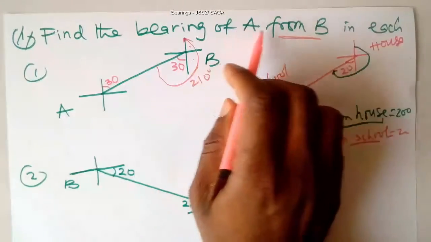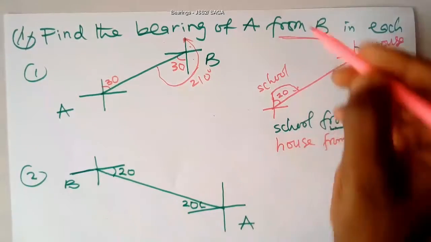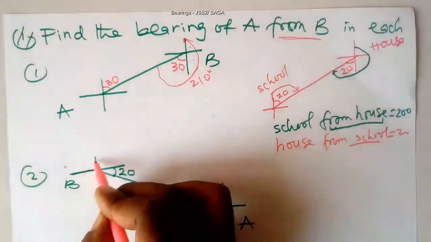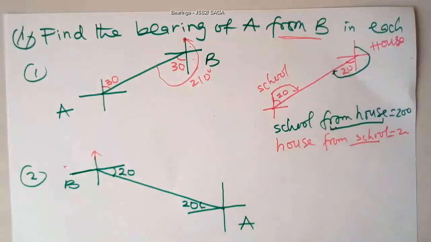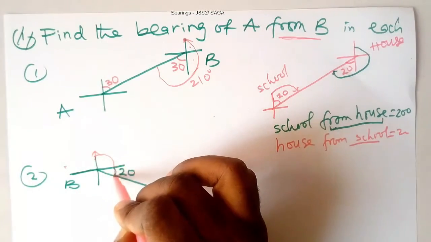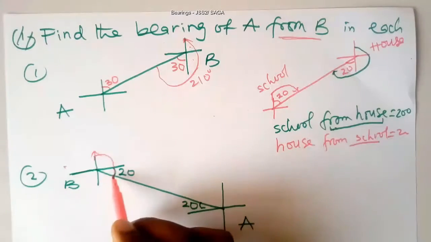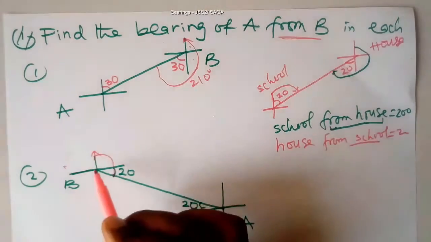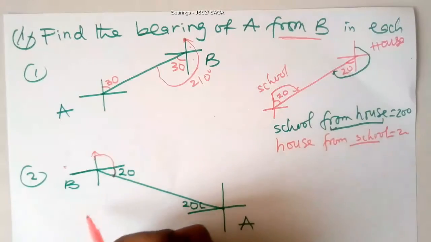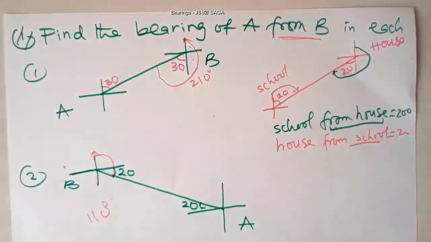Here also, remember the question: find the bearing of A from B. From B, I repeat. So you go to B. This time around, this is B, so you start from the north of it and move clockwise until you touch the line that joins them. This is 90 plus 20, that is 110. This bearing here is 110 degrees. I hope this is clear.